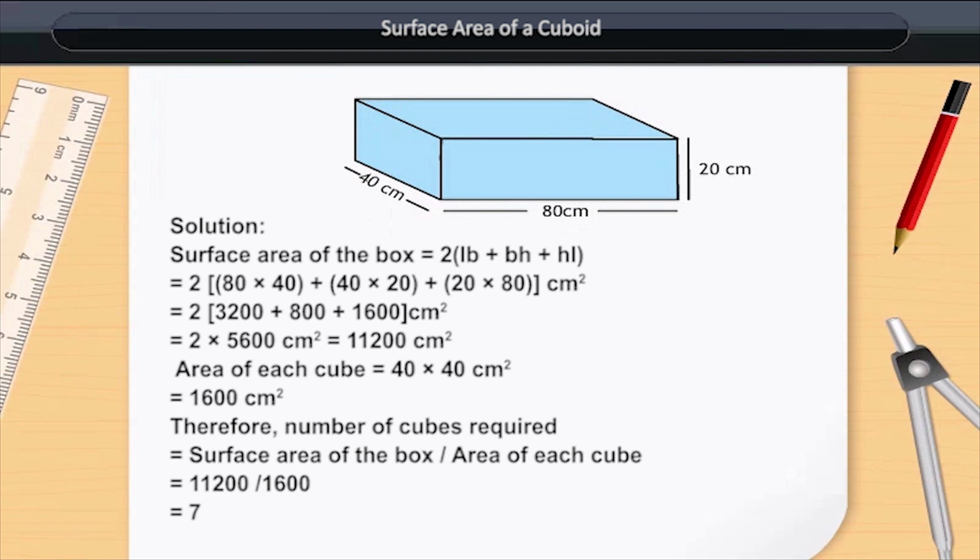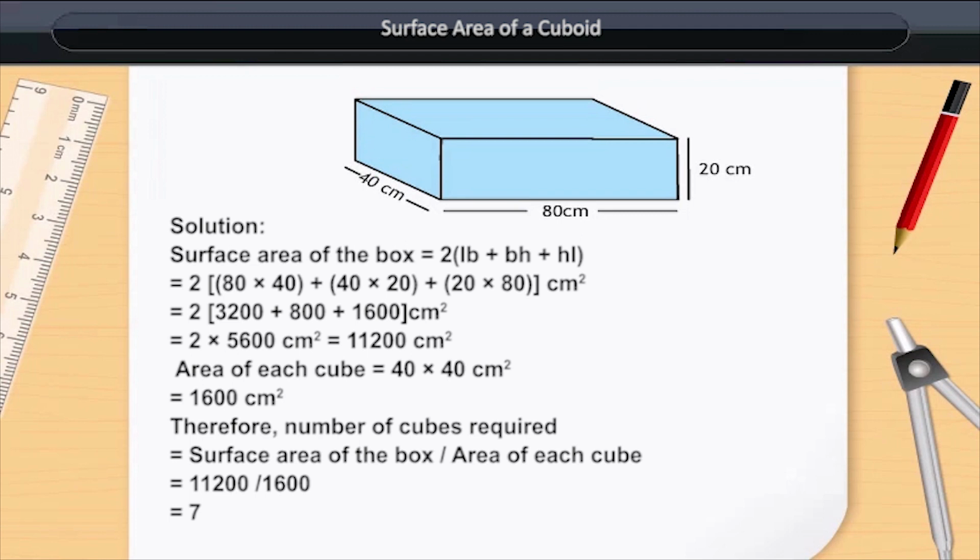Solution. Surface area of the box is equal to 2 multiplied by, within brackets, LB plus BH plus HL, which is equal to 2 within brackets 80 multiplied by 40 plus 40 multiplied by 20 plus 20 multiplied by 80 centimeters square, which is equal to 2 multiplied by, within brackets, 3200 plus 800 plus 1600 square centimeter, which is equal to 2 multiplied by 5600 centimeters square, which is equal to 11,200 square centimeter.